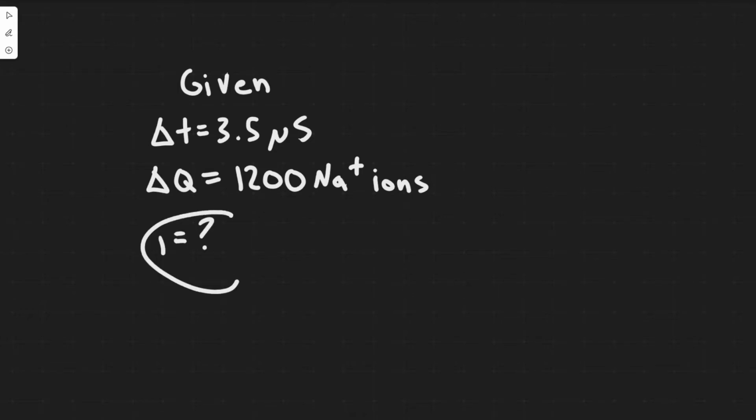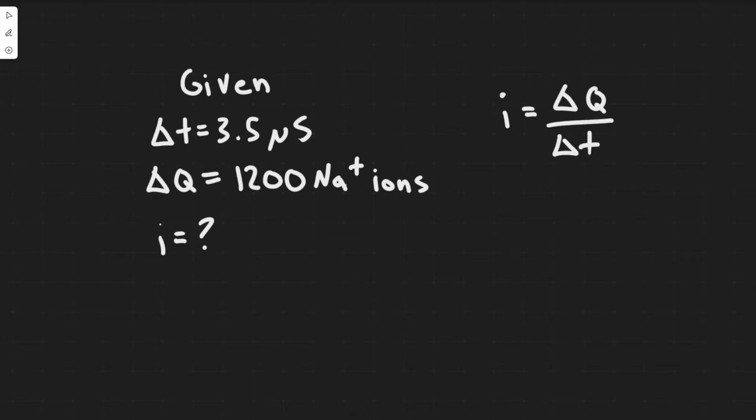How are we going to find I given charge and time? You basically need to know what current is. Current is defined as the change in charge over the change in time. We know 3.5 microseconds is our change in time, because that's our span. So we're finding what is the current in amperes that flows across in this amount of time. This is our change in time, but then how do we get the charge?